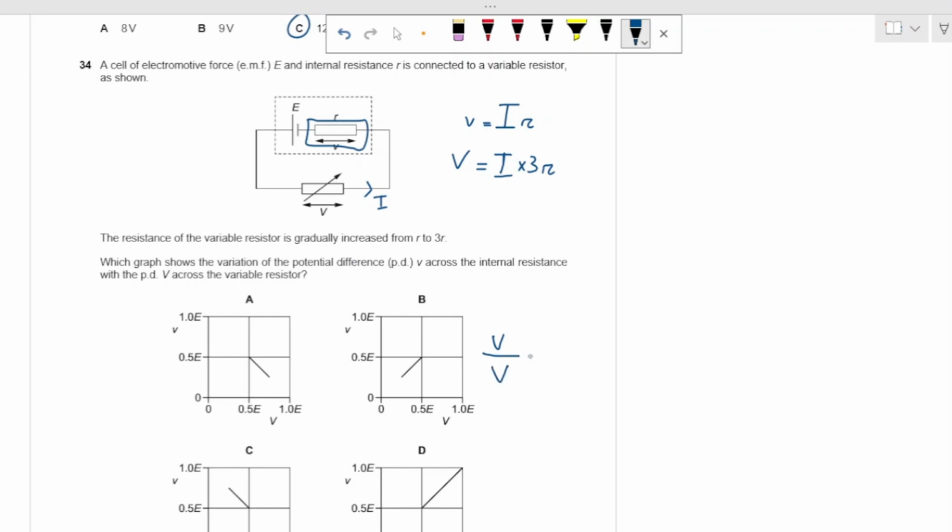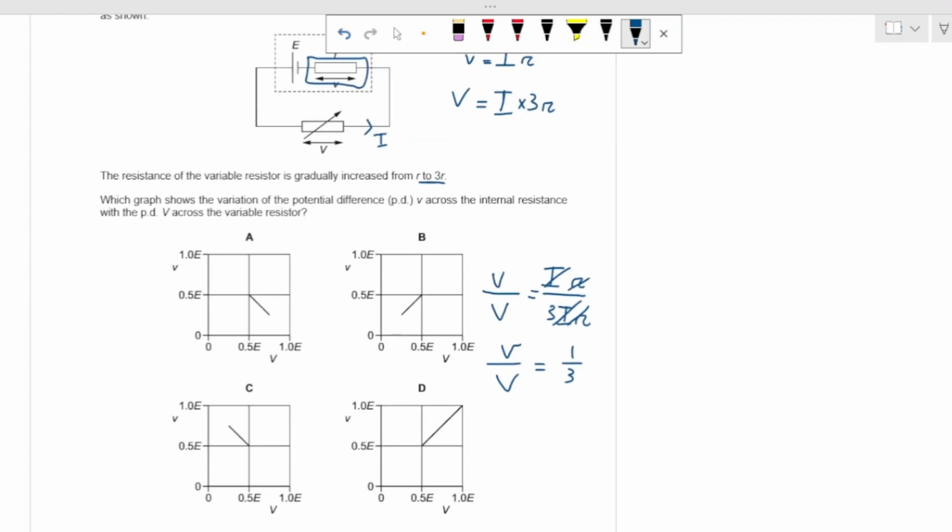All right, and what is V over V? V over V is equals to IR over 3IR. I and I cancel, R and R cancel. Why am I writing 3R? Because it has been gradually increased from R to 3R. So we have 1 by 3 as the ratio between the V and the uppercase V. So now let us see. So the gradient would be something like 1 by 3. We just know that's the ratio, by the way.